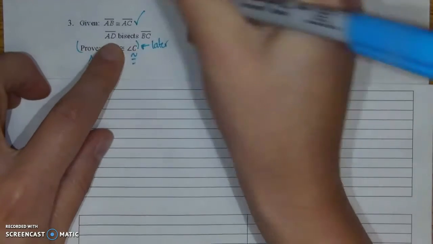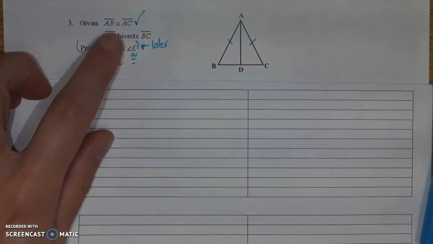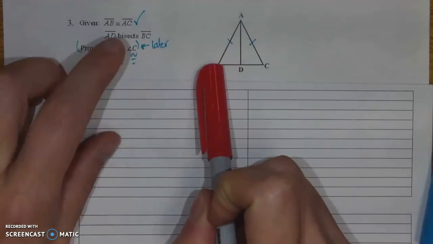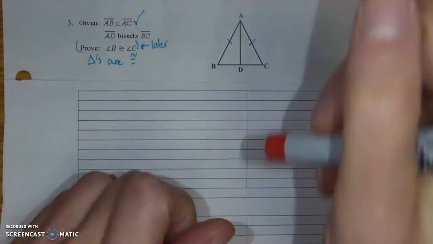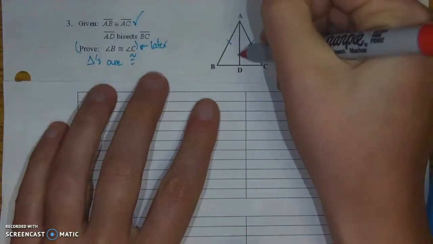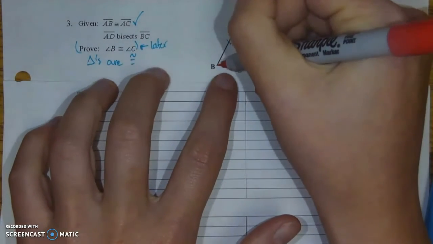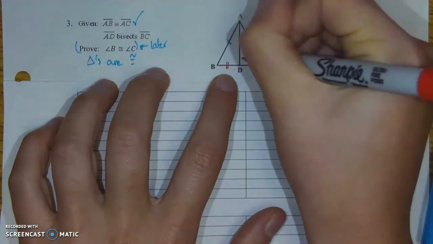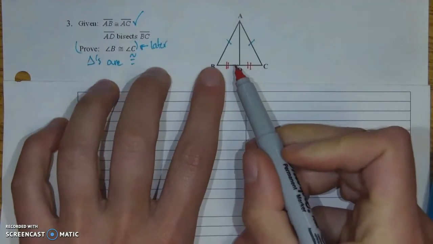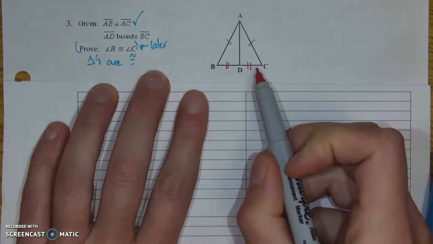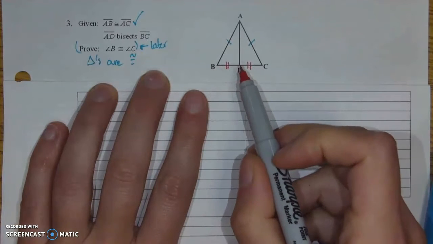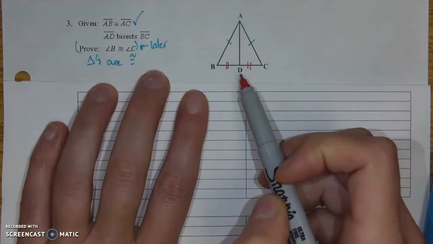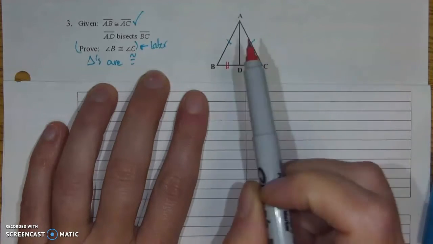Next, I'm going to look at this statement. AD bisects CB. So this line AD coming down is going to bisect CB. So when we look at our definitions there, the definition of bisector for a segment tells me that it's going to split it into two congruent segments. So that means that BD has to be congruent to CD since it's been split by this bisector.